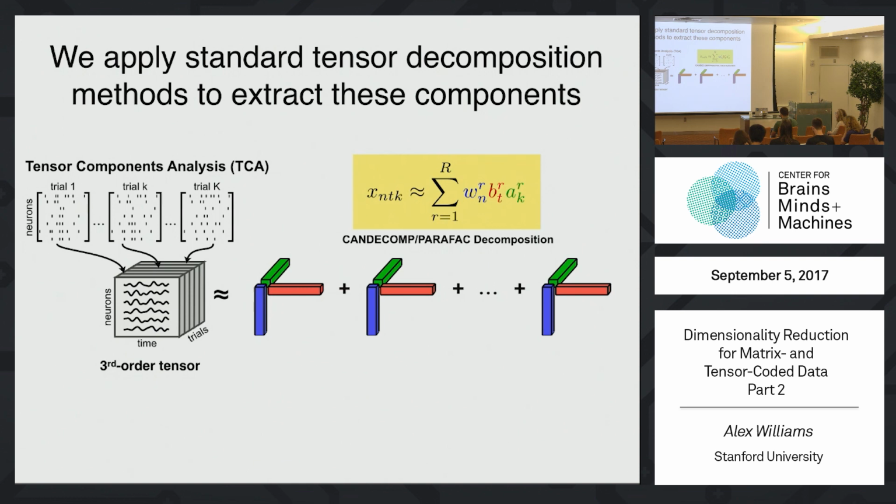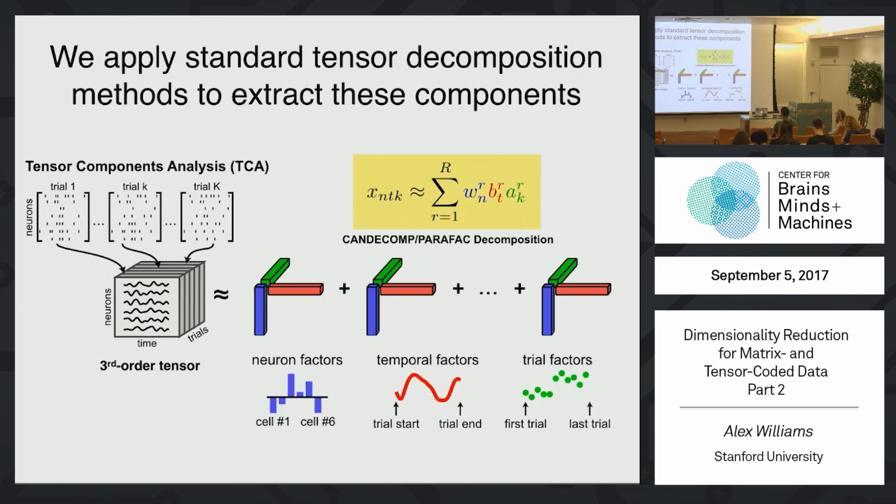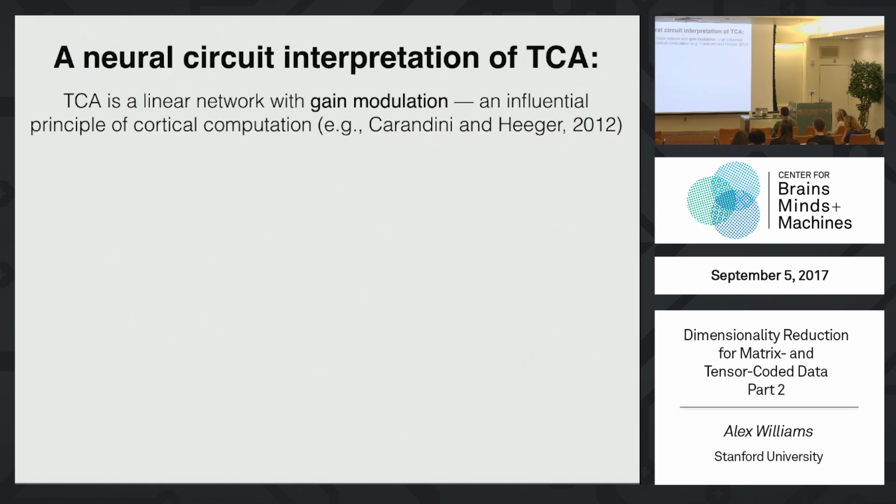And mathematically, this is just a very simple extension. The only thing that's changed is that we've added an index to x, and we've added another factor, which is in green here. And these blue vectors give us the neuron factors, the red, the temporal factors, and the green, the across-trial factors.